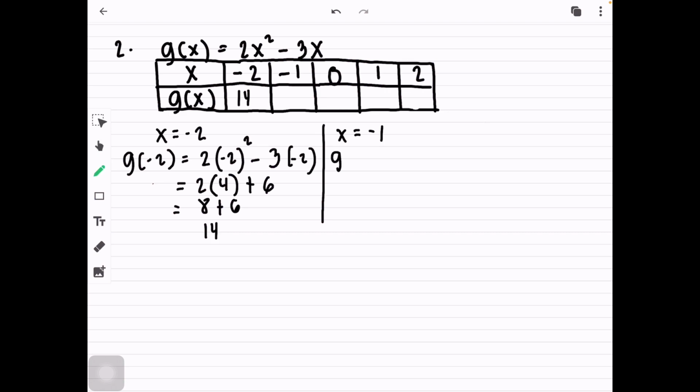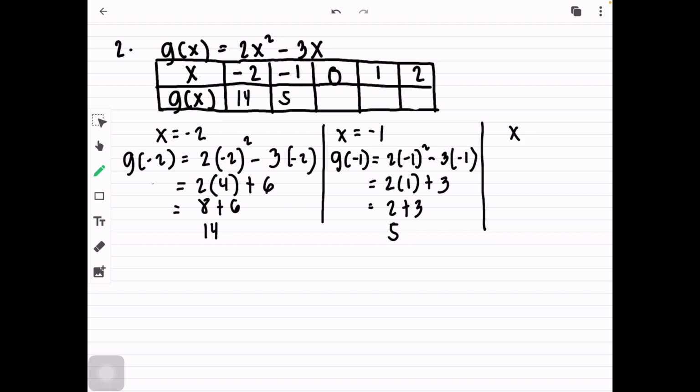So, we have g of negative 1 equals 2 times negative 1 squared minus 3 times negative 1. So, we have to bring down 2, and then negative 1 times negative 1 is positive 1. Plus, kasi magiging positive na kasi dalawang negative eh. Negative 3 times negative 1, positive 3. And then, 2 times 1 is 2. Plus 3 is 5. So, 5 ang sagot dito.